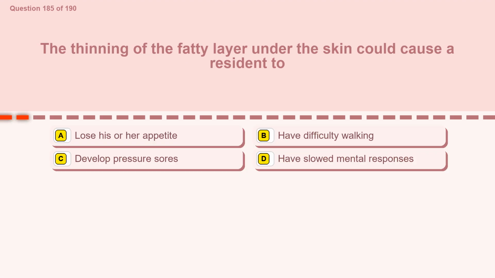Question 185. The thinning of the fatty layer under the skin could cause a resident to Option A, lose his or her appetite. Option B, have difficulty walking. Option C, develop pressure sores. Option D, have slowed mental responses.